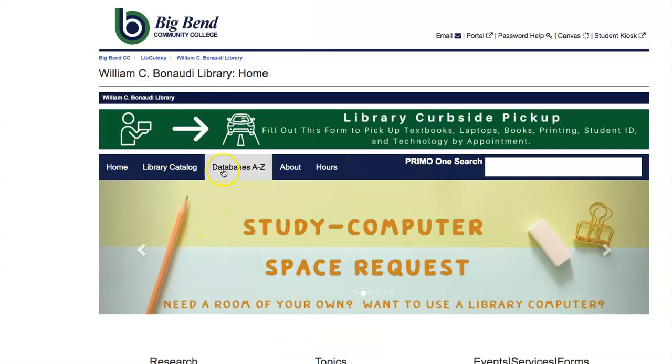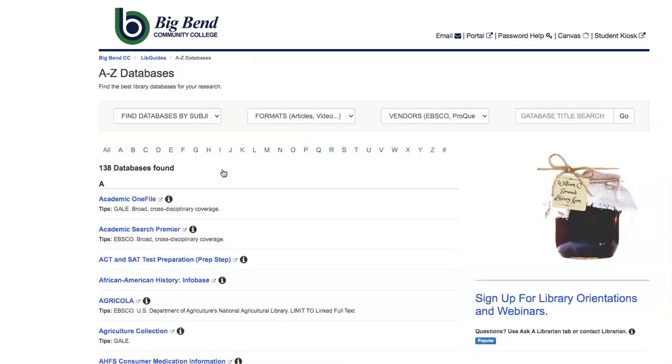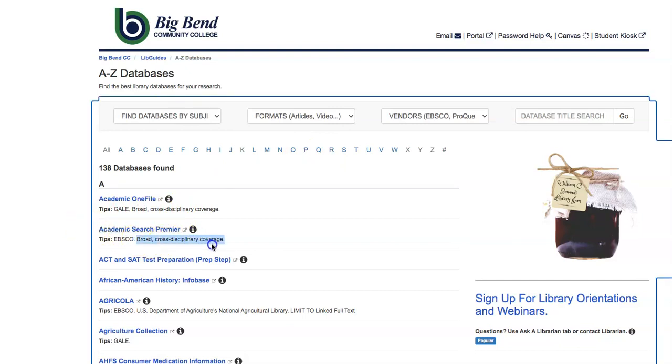From the library, you're going into databases A to Z. I want you to go to ProQuest. It's under P, but here you'll see Academic Search Premier. That's a general database. When you see broad cross-disciplinary coverage, I'm saying, hey, search this and you'll get a lot of different ideas and you'll probably get the answer to what you're working on.